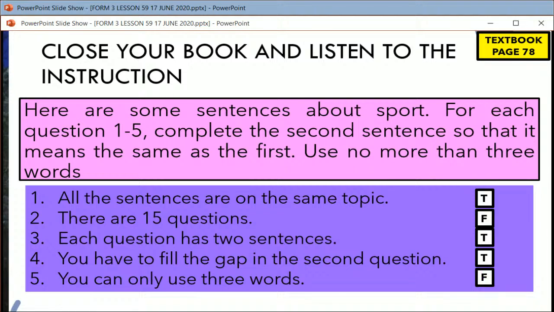Why? Because you can use no more than 3 words, meaning you can use 1 to 3 words. So saying you can only use 3 words is wrong. You can use 1, you can use 2, or you can use 3, but not more than 3. All right? Clear about number 5? I think a lot of you got confused with this. Only use 3 words is different from no more than 3 words. Okay, clear about that? I hope you are clear with that.